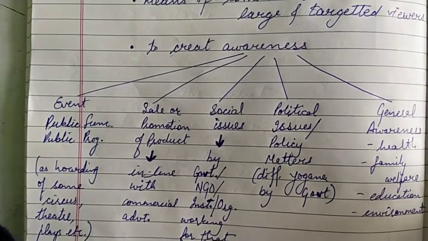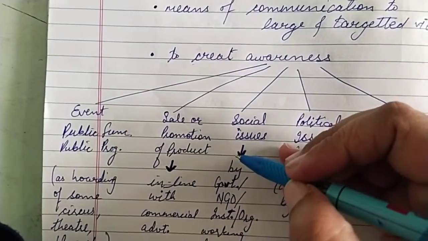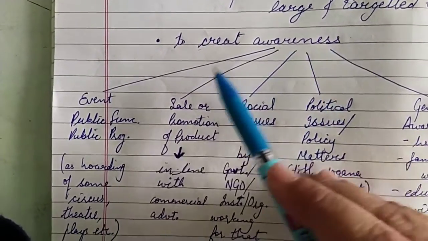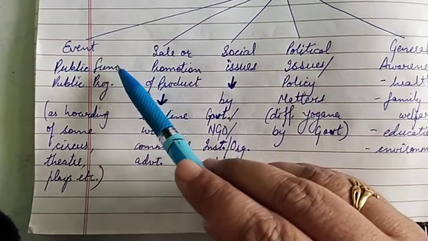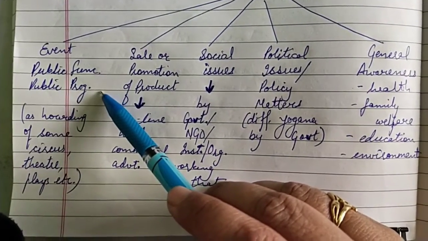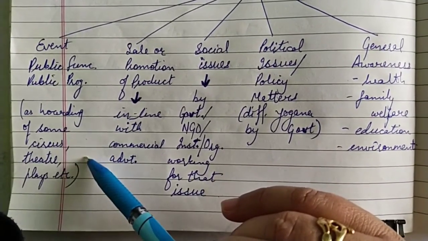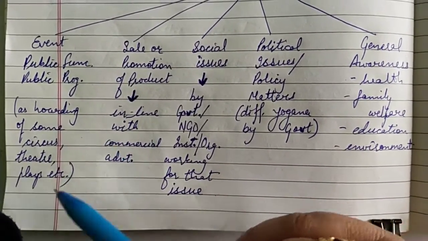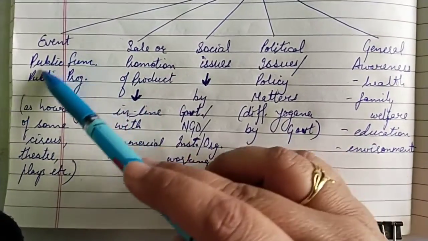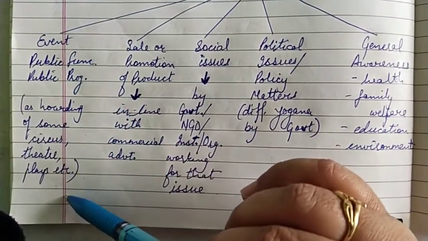Now, these are to create awareness. Create awareness about what? About some event, that we can say a public function, some public programs. As we have seen the hoardings of some circus, some theaters, some plays, opening of some shops, opening of some boutiques, all these will come under events. The poster for the events.